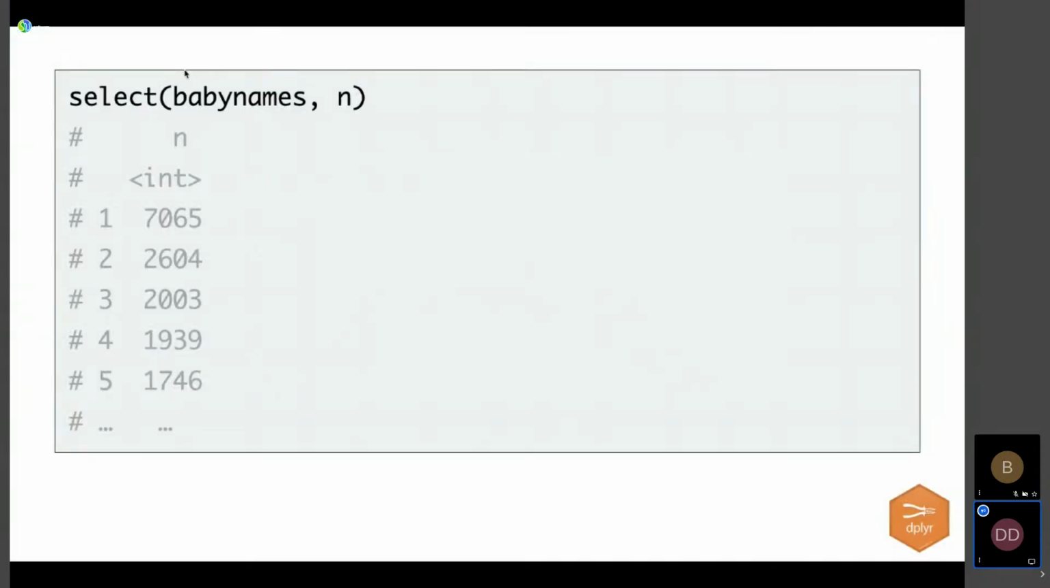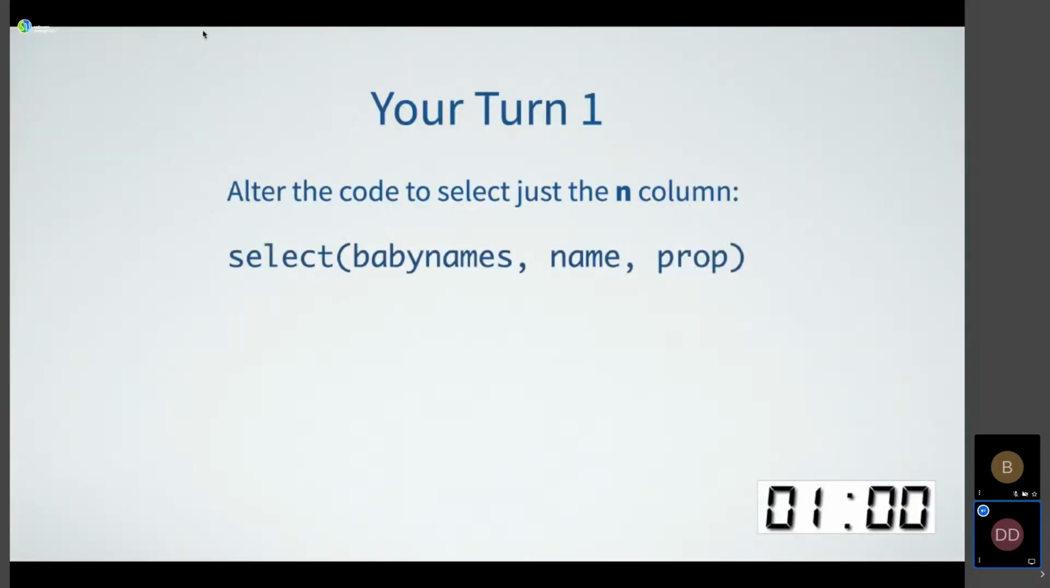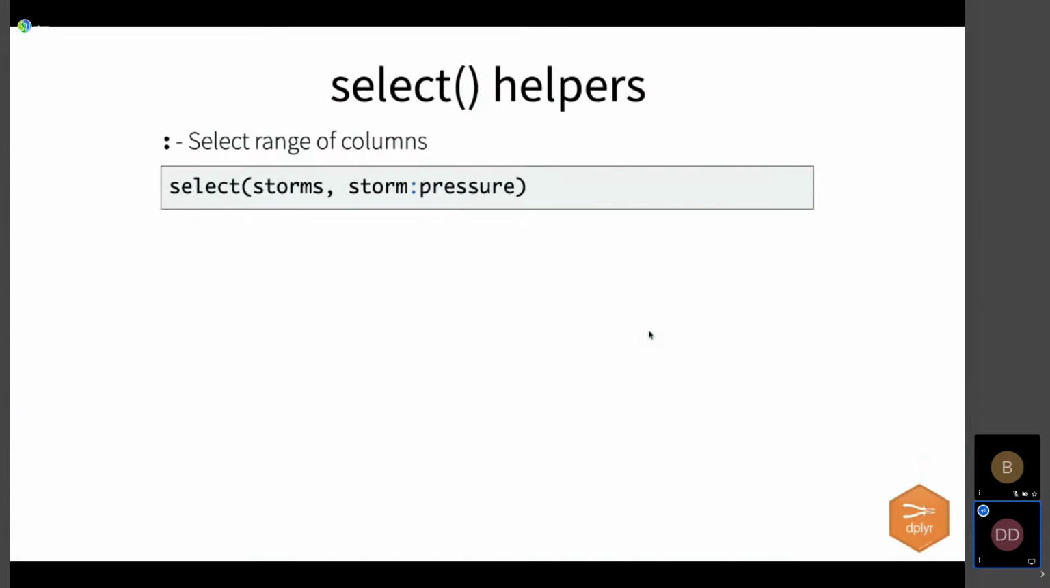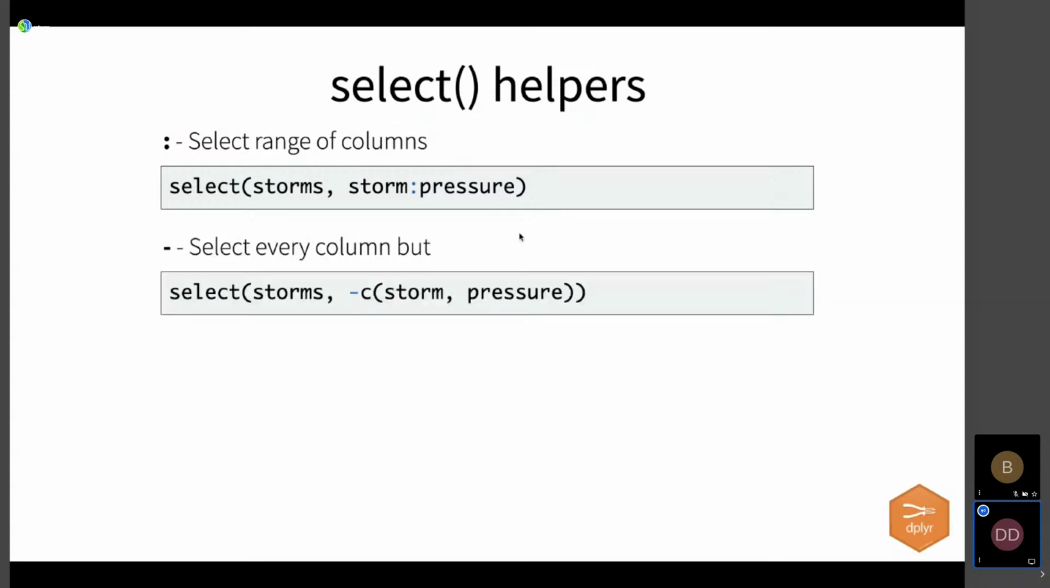So to only select the n column, you would have omitted the prop from that previous code, and it omitted the name, and you would have selected just the letter n. So there are helpers to do this. One of them is the colon to select a range. So if you wanted to select the variable starting at one variable name and ending at another, then you can use the colon to do that. You can use the minus to select not a column.